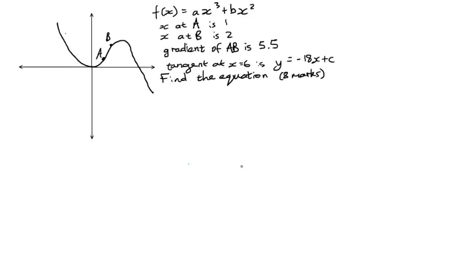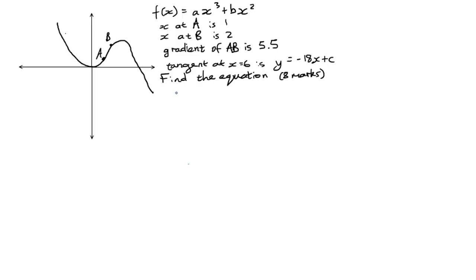Buckle up for this one. We've got quite a lot going on here, and it's for 8 marks, and we're trying to find the equation of this cubic graph. We know that the x value at a is 1 and the x value at b is 2. The gradient between a and b is 5.5. The tangent at x equals 6 is y equals minus 18x plus c. So we've got a couple of things to begin working with.